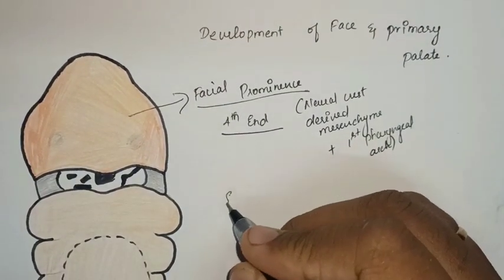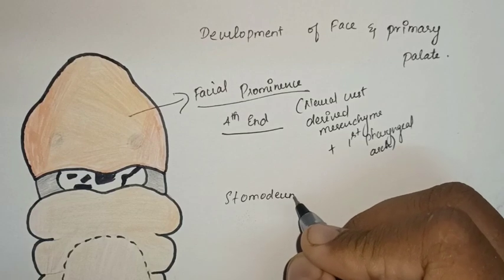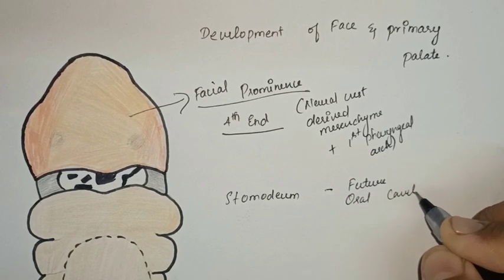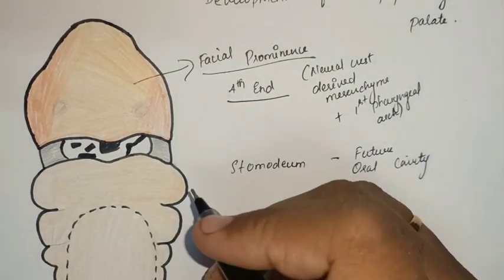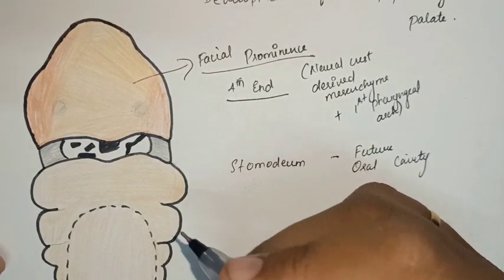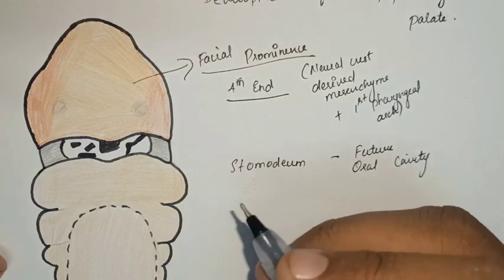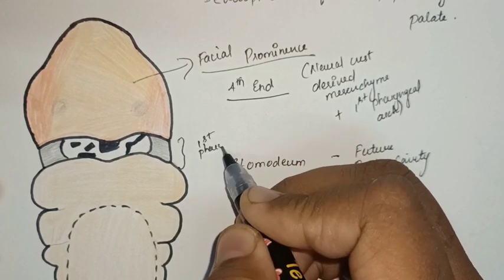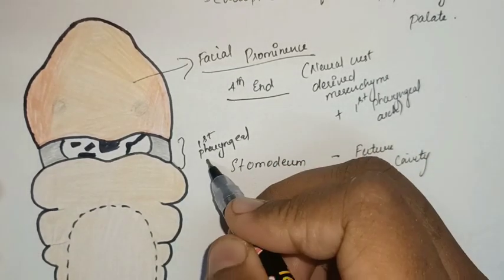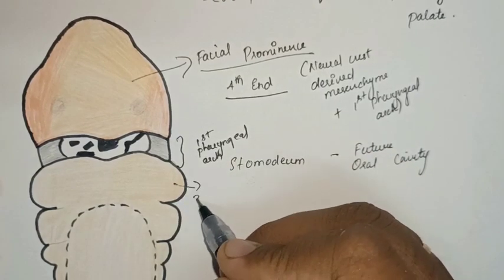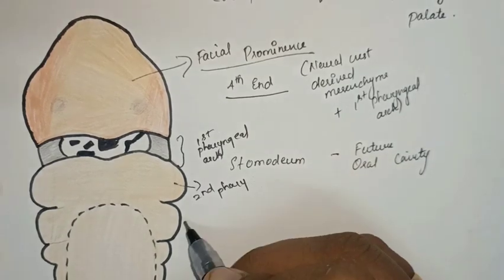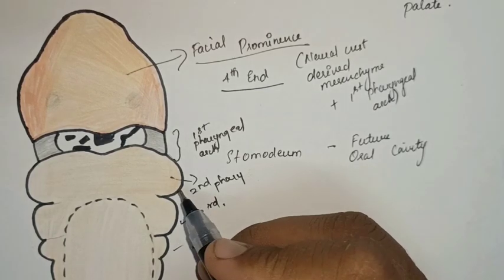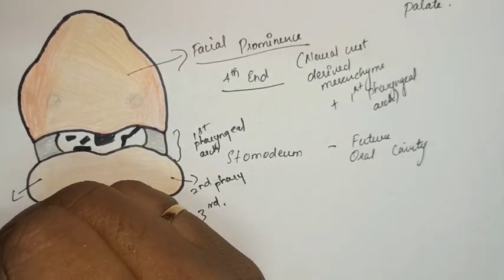To know in detail, you should know what is meant by stomodeum or stomatodeum. So this is your stomodeum. Stomodeum is nothing but your future oral cavity. Let's identify where that stomodeum or future oral cavity is. See, I have marked here, right? This is your first pharyngeal arch. As I said earlier, the frontal prominence and the maxillary prominence are developed from the first pharyngeal arches only. So this is your first and this is your second pharyngeal arch. The second pharyngeal arch is also called the mandibular arch, and the third curve is your third pharyngeal arch, and the fourth one is your fourth pharyngeal arch.